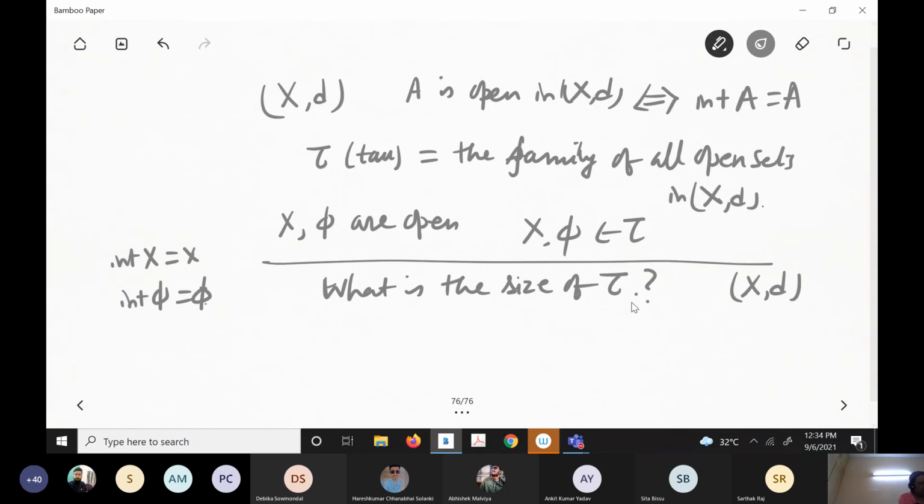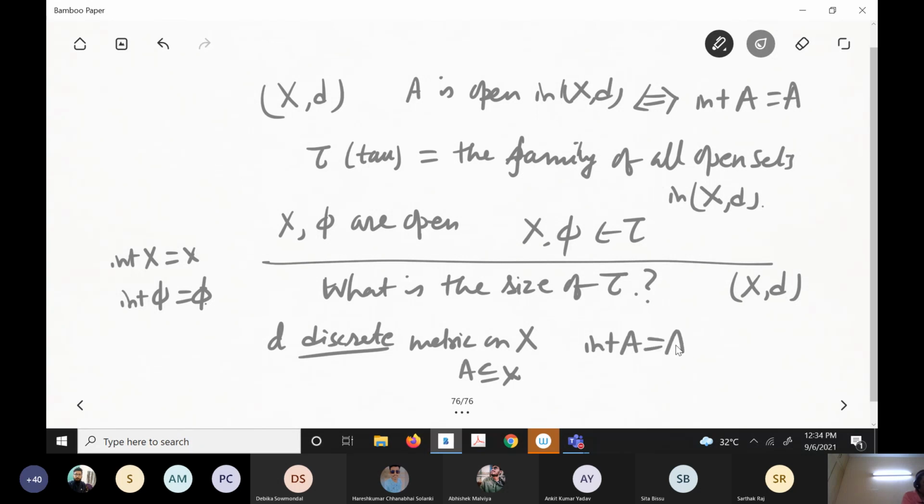Now look at the example. First of all, suppose you take d to be the discrete metric on X. I have already seen that here, for each subset A of X, the interior of A is A. That means each subset A of X is open in (X, d).